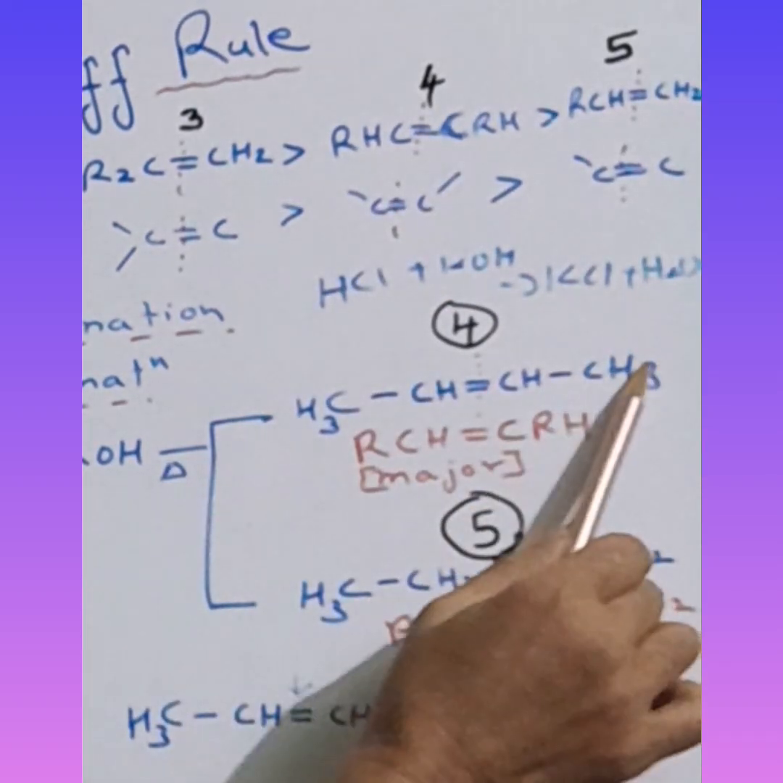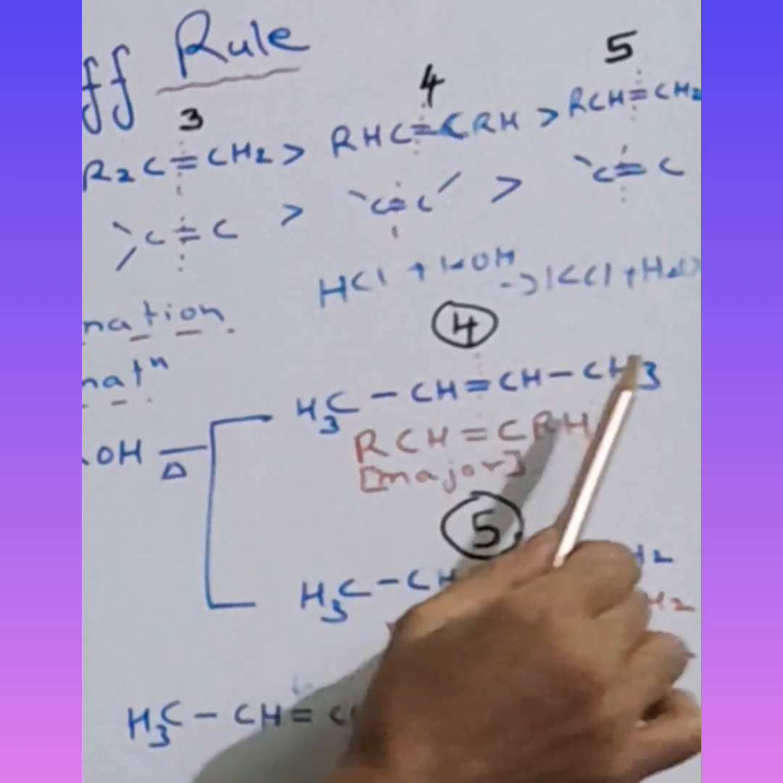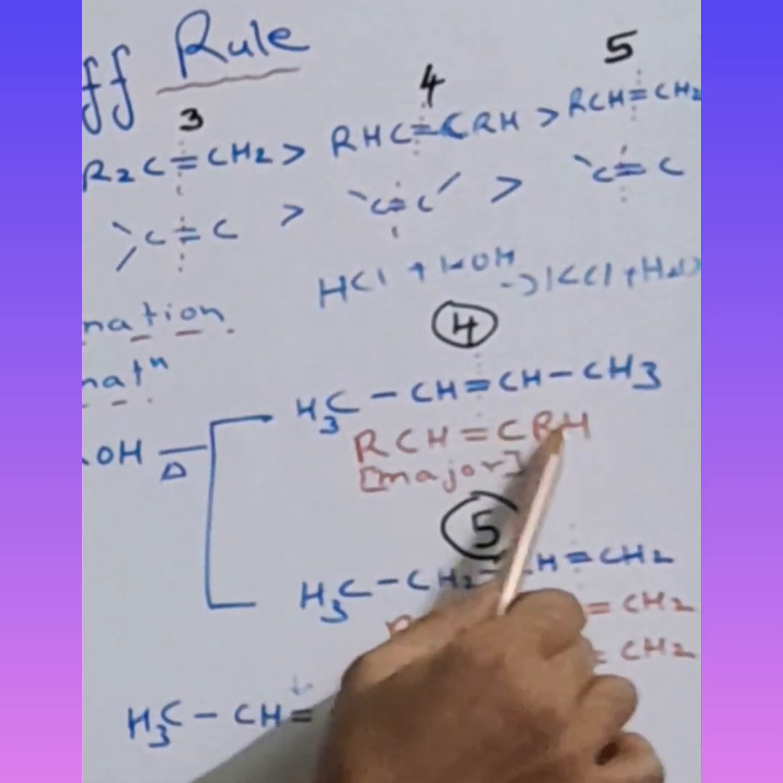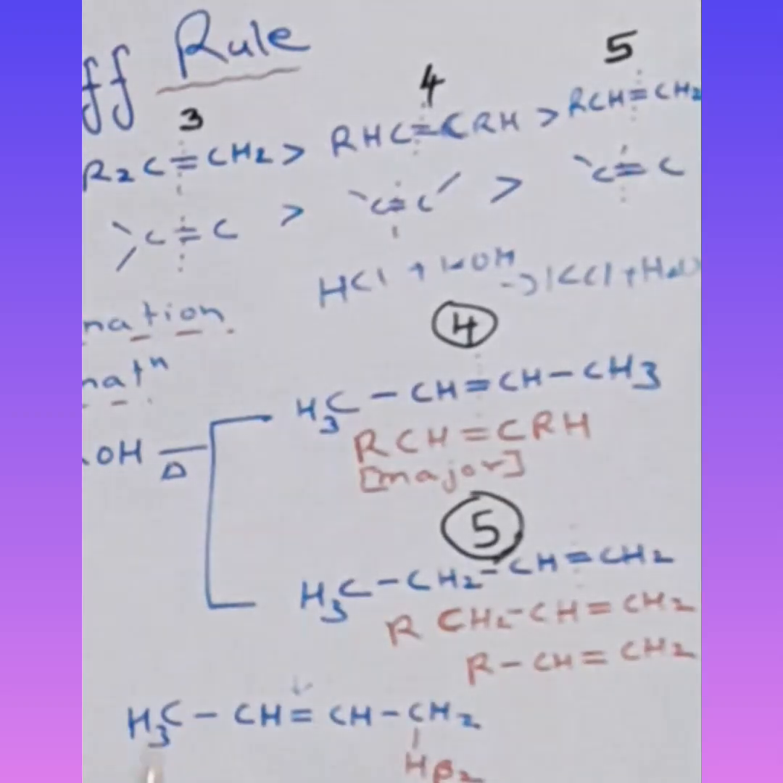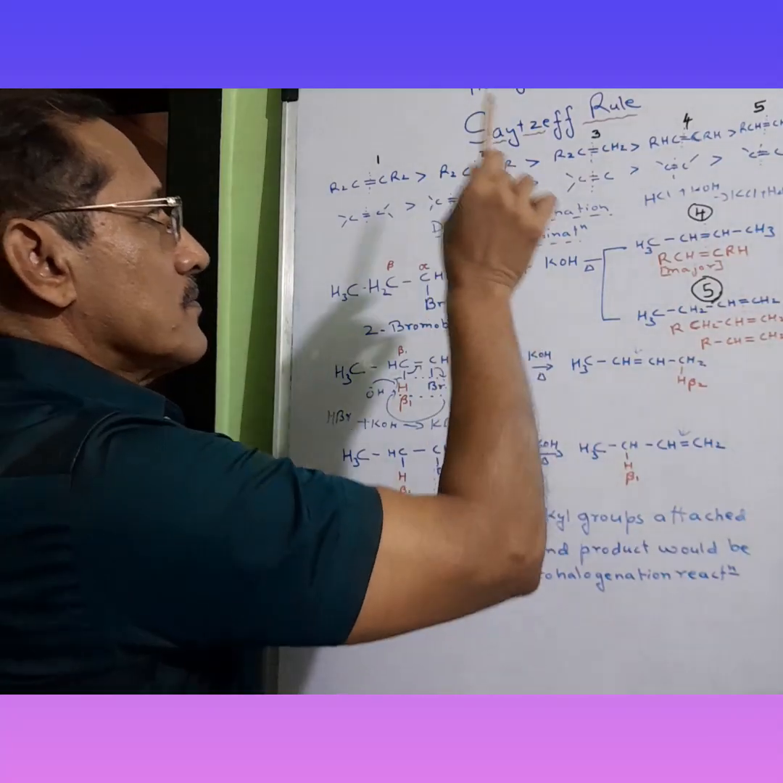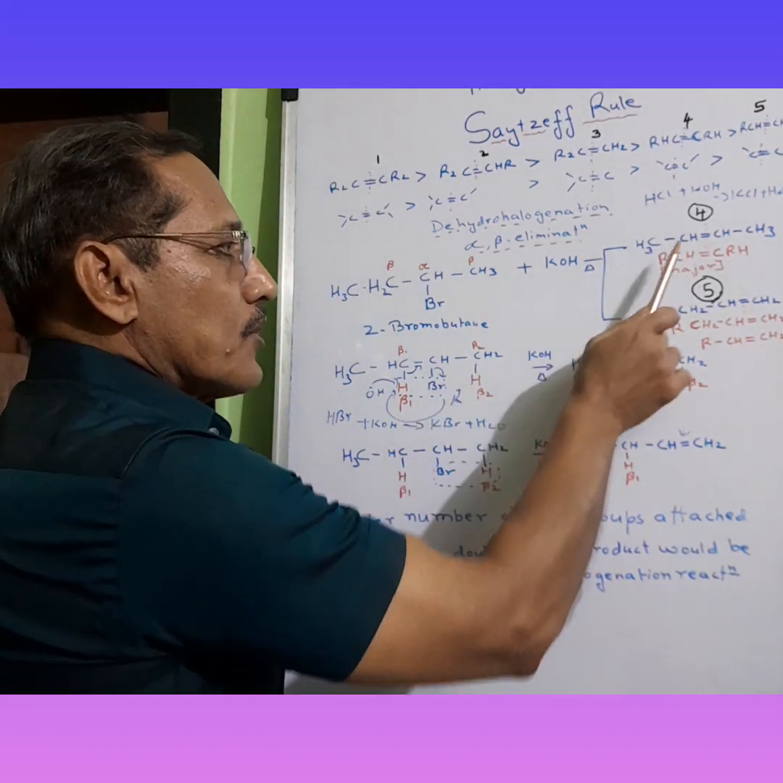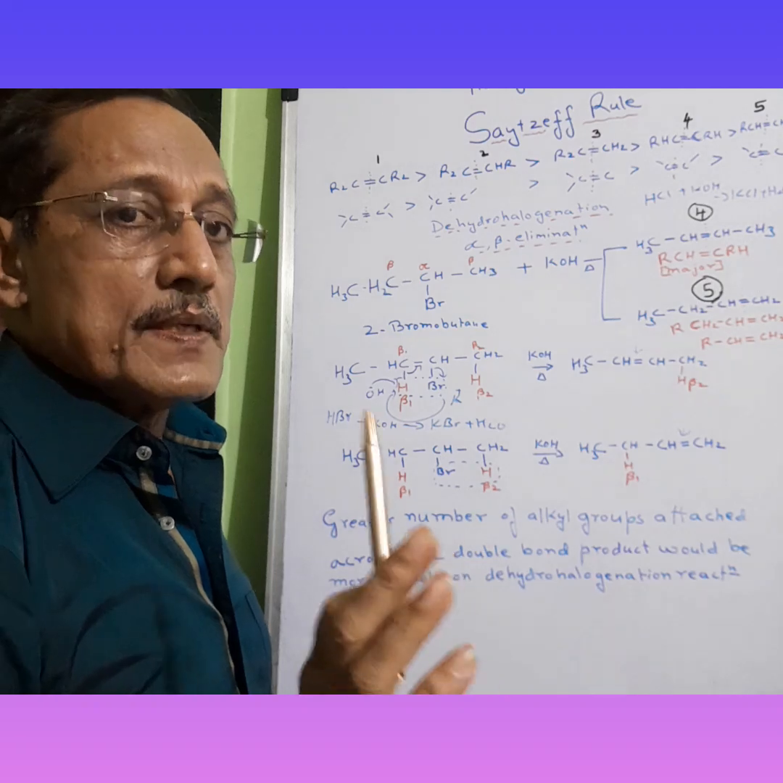We have alkyl group here, RCH, RCH. Whereas when we check out the fifth one, it is RCH2CH. So we assume this to be 1 alkyl group. So it is only 1 alkyl group; this entire thing is R, right? So 1 alkyl group this side. So it is least preferred. So by applying Saytzeff rule, we can predict which of the products we expect to be major.